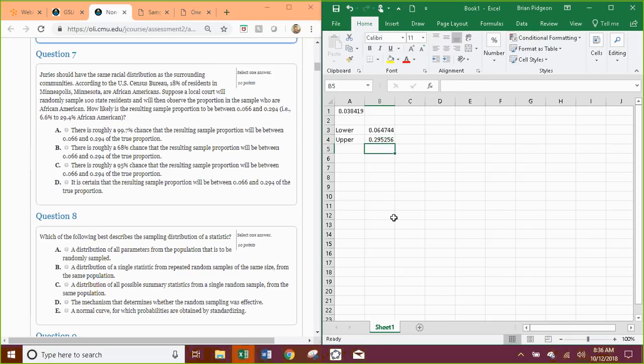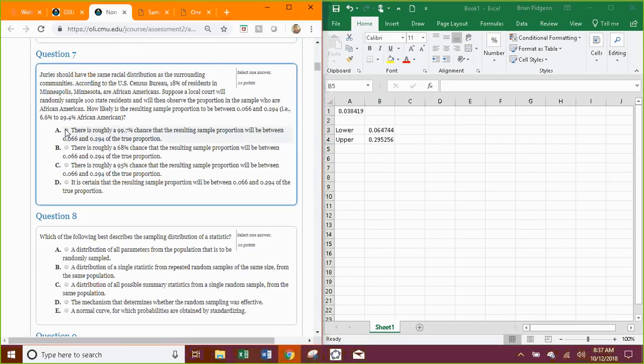So there's what we need. It's slightly off, 0.065, due to rounding. But the idea is that 3 standard deviations away give us 0.066 and 0.294. So the standard deviation rule says within 3 standard deviations, there is roughly a 99.7% chance that the resulting sample proportion will be between those 2 values.